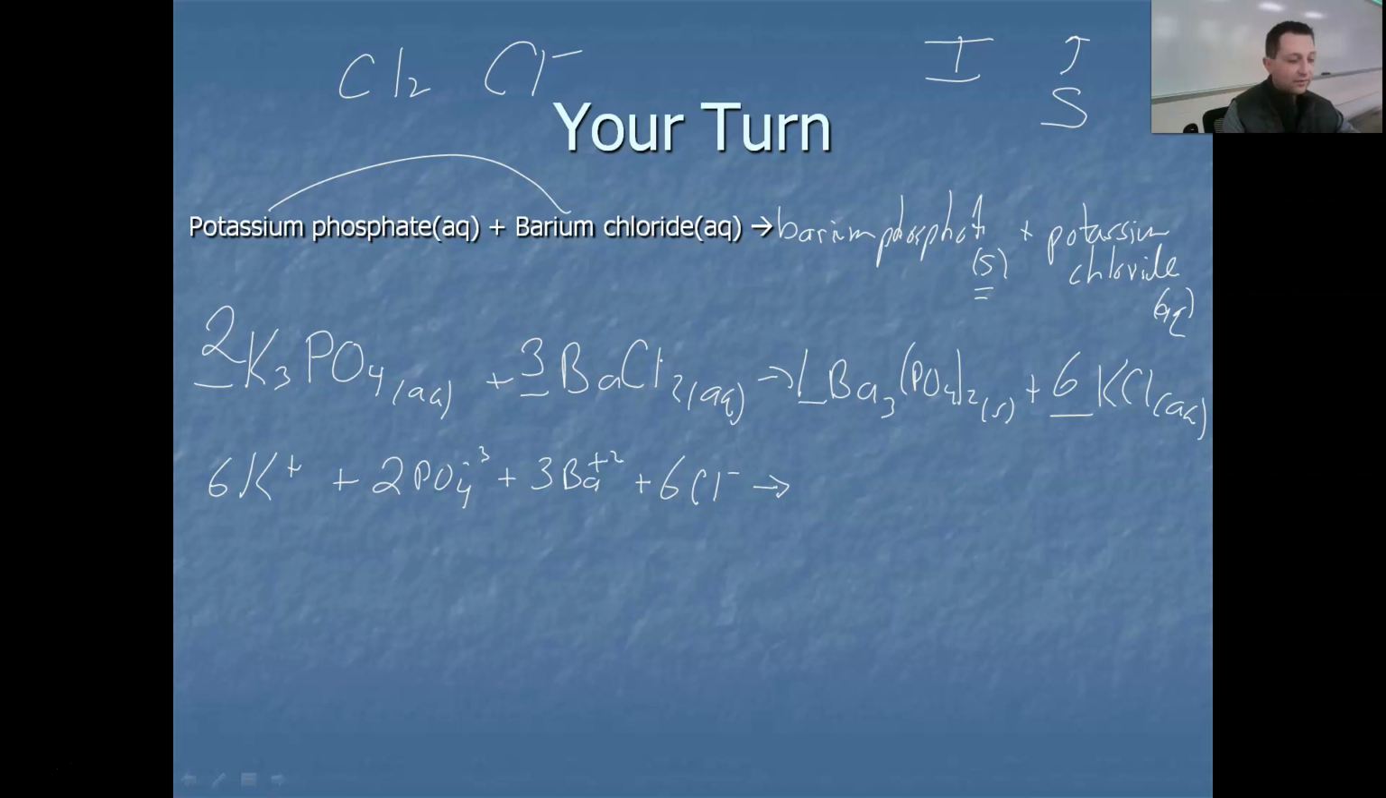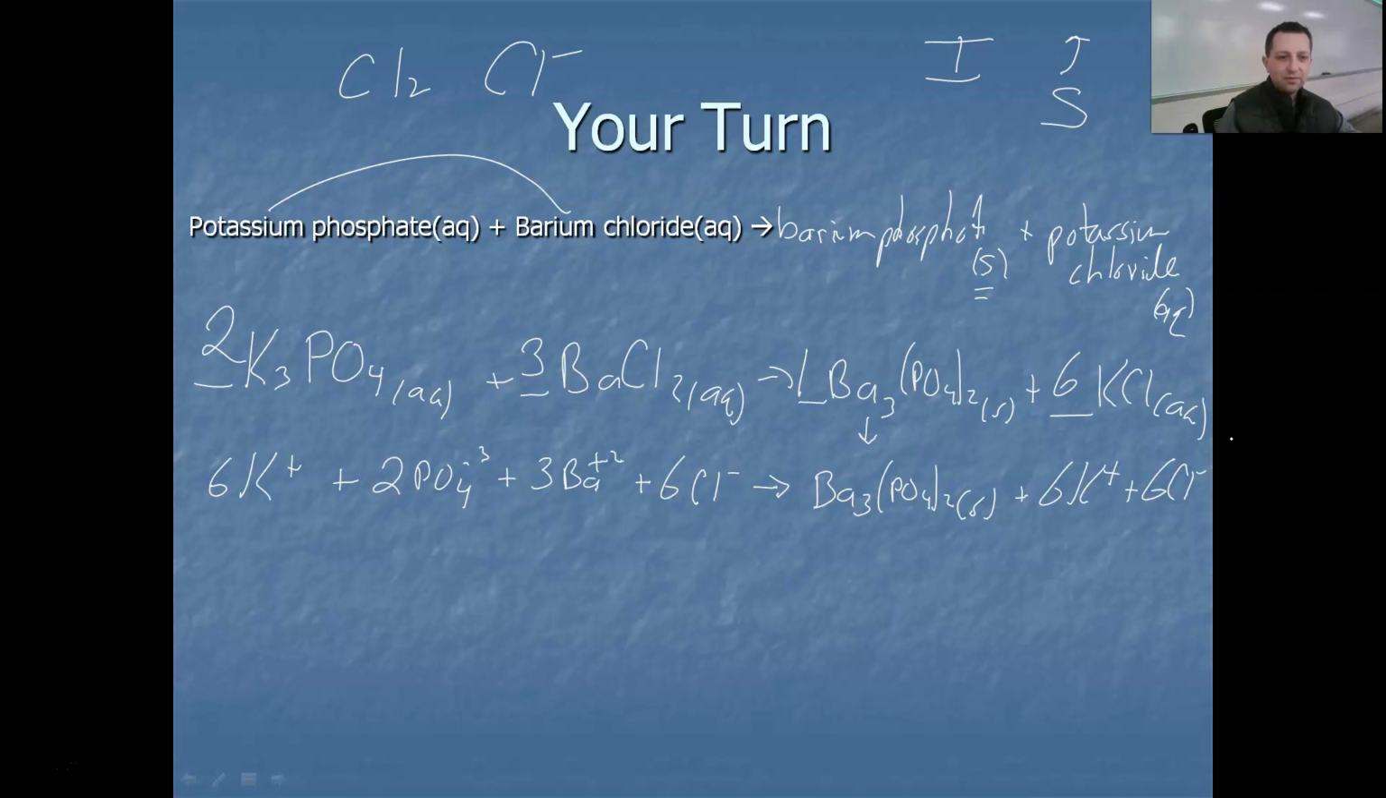Now this is important. Remember, I talked about it earlier in the lecture. We have Ba3(PO4)2. It's a solid. It does not dissociate. Just bring it down as is. Ba3(PO4)2, solid. Plus 6 potassiums and 6 chlorides.